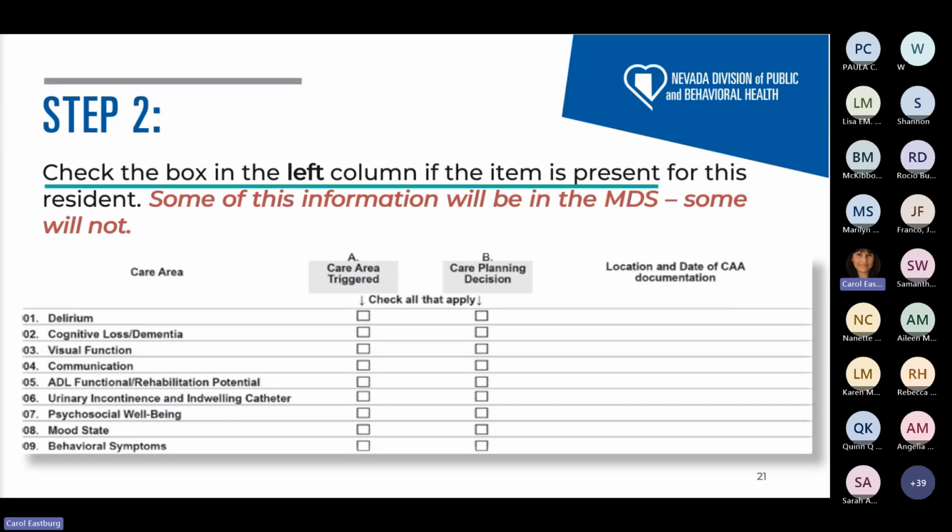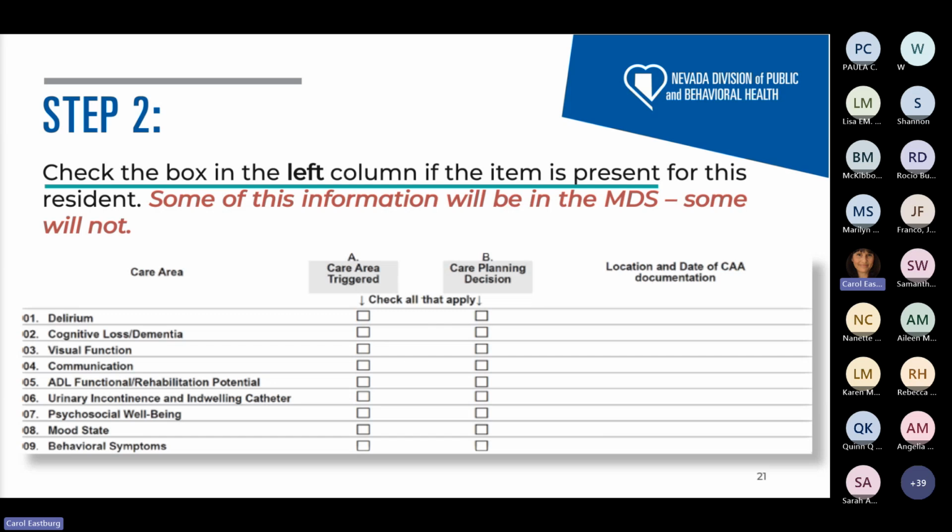Instructions for Step 2 are to check the corresponding box in column A for each care area triggered in the MDS. As the instructions point out, some of this information will be captured in the MDS and some will not. Even though all triggers are not clinically significant, you'll want to indicate each one that does trigger. After a thorough review of the record, you can indicate later in Step 6 if they are not being care planned and why not in the space provided in that section.